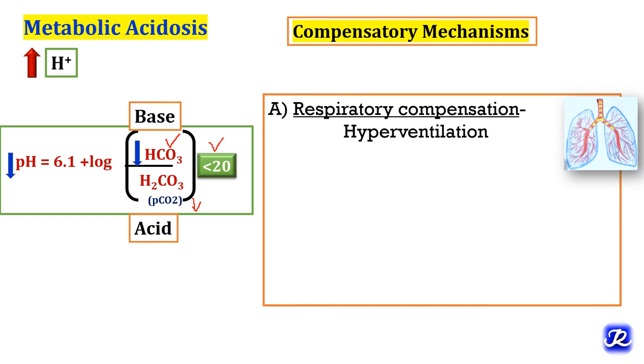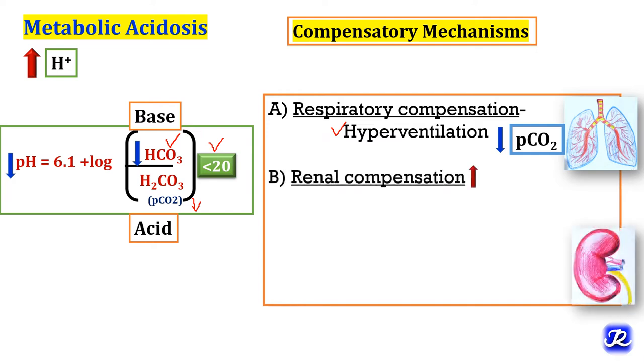The respiratory centers are very sensitive to changes in pH and hydrogen ions, so they get activated. There is increased rate and depth of respiration. It leads to hyperventilation. More carbon dioxide is exhaled from the lungs, and it leads to a decrease in the partial pressure of carbon dioxide. But this mechanism is not a permanent solution, because hyperventilation cannot be prolonged. So then after some days, the renal compensation sets in.